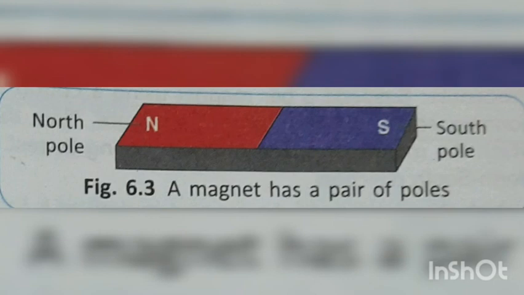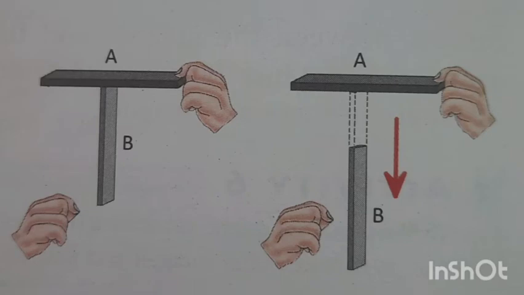Next, we are going to discuss how to distinguish between a bar magnet and an iron piece if they look identical. How can we distinguish between an identical bar magnet and an iron rod? Let's do an activity. The materials required for this activity are a bar magnet and an identical piece of iron.